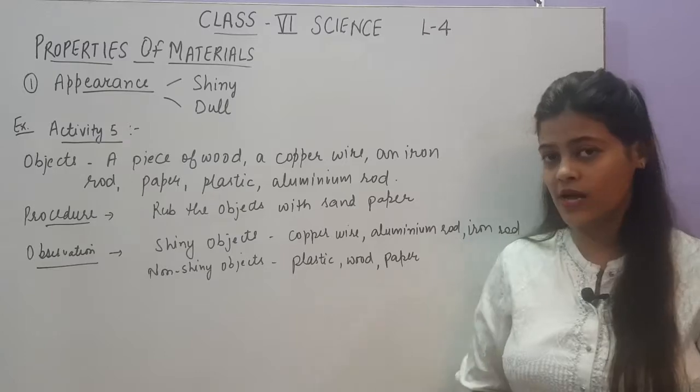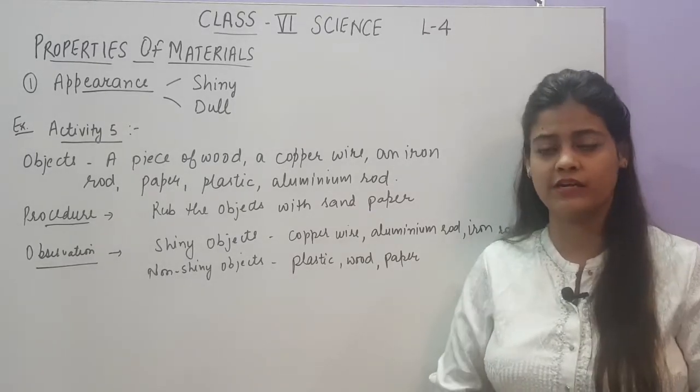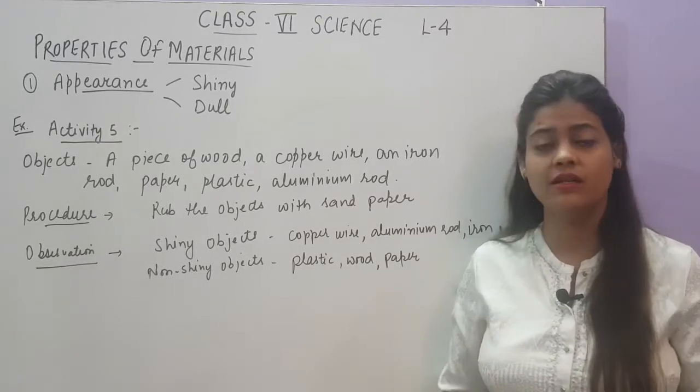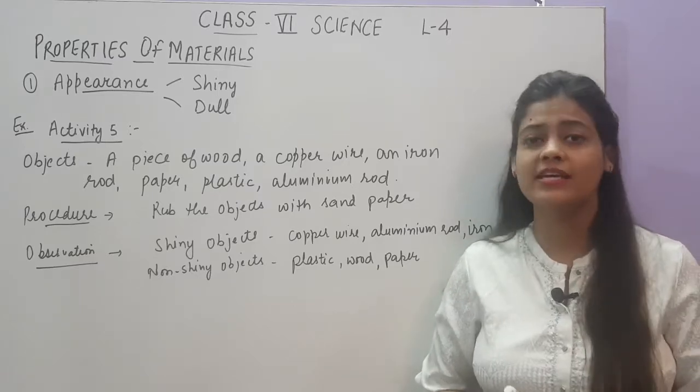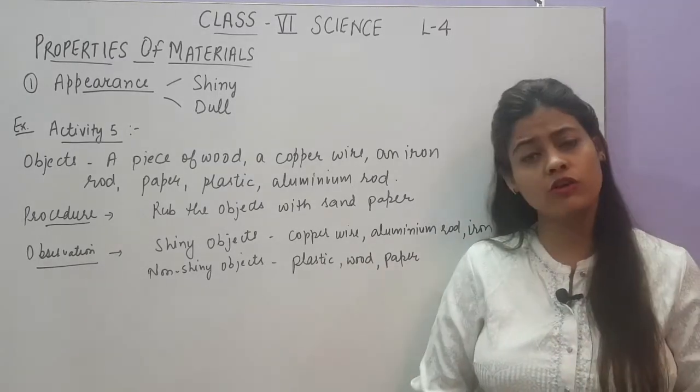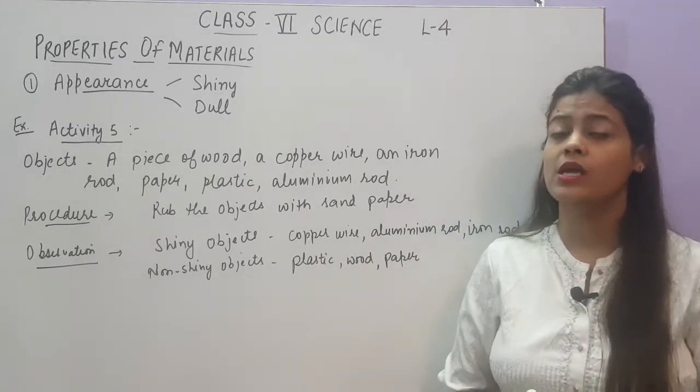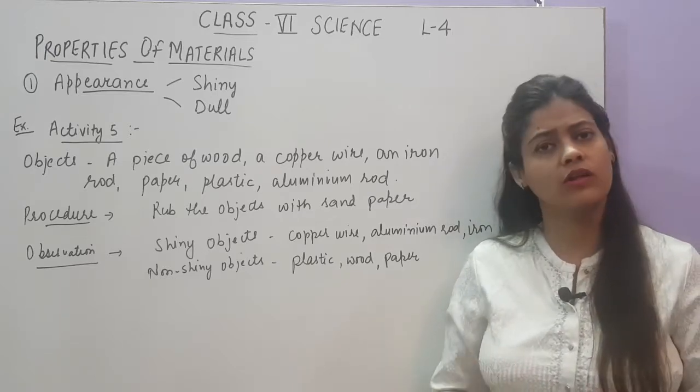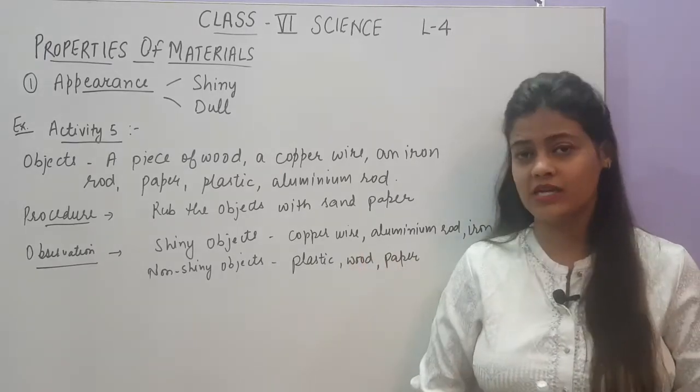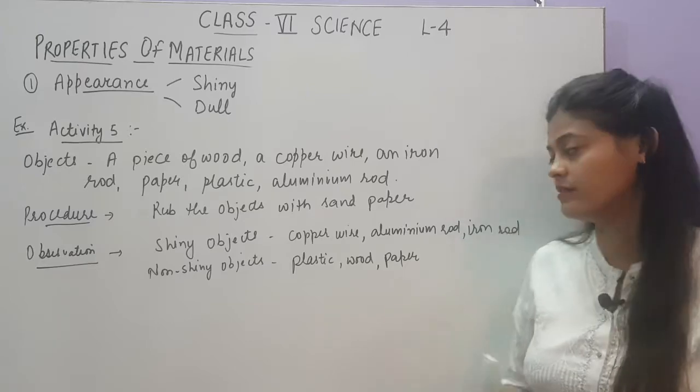Non-shiny objects will include plastic. Plastic is a non-shiny object. When you rub it with the sandpaper, still it will not give us any shine. Wood is also a non-shiny object, natural wood. When it is painted with some paint or other things, then it gives a shiny appearance. Otherwise wood is a non-shiny thing.